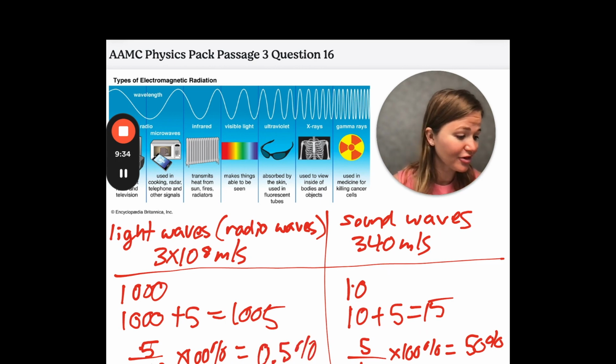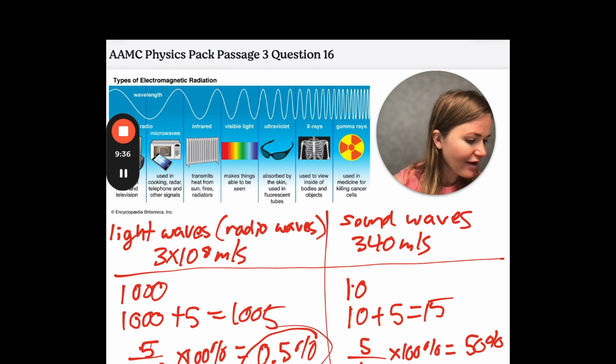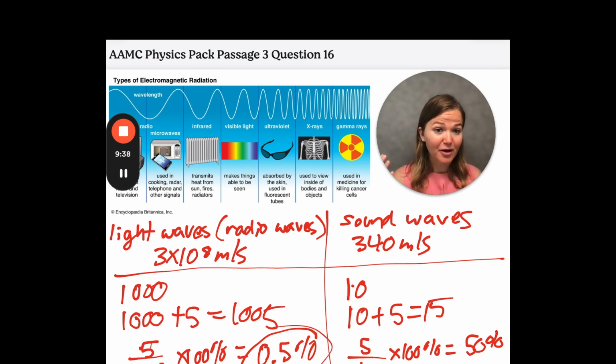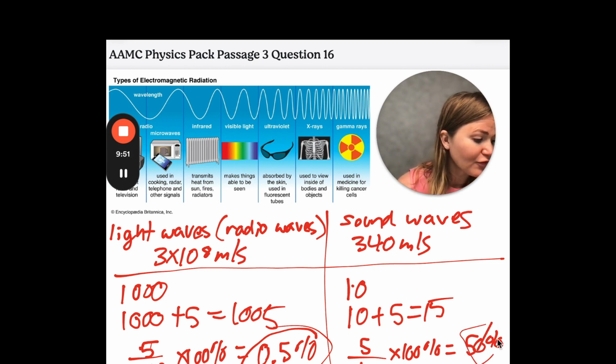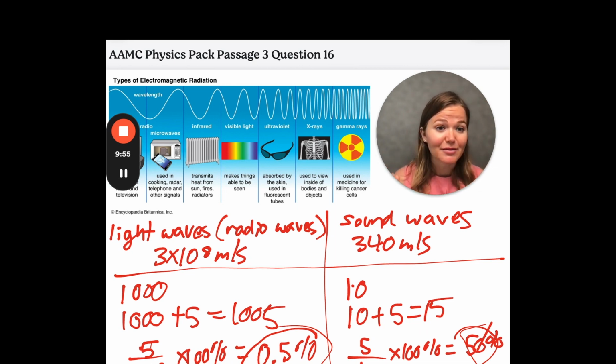So look at that difference. For my faster light waves, which are bigger numbers, the percent increase in something like frequency or wavelength would only be 0.5%, versus for my slower quantity, my smaller numbers, my sound waves, the percent increase was 50%, which was much larger. So that's just to make sure you understand the full concept tested by the question.